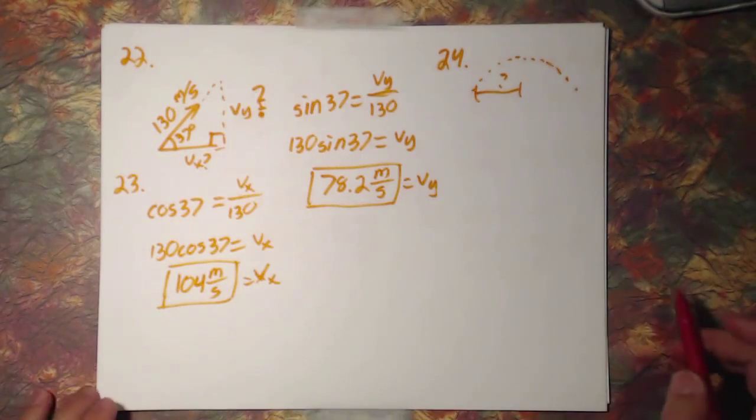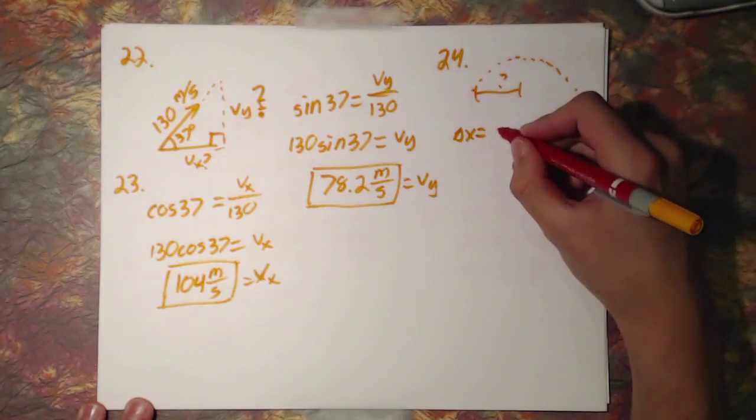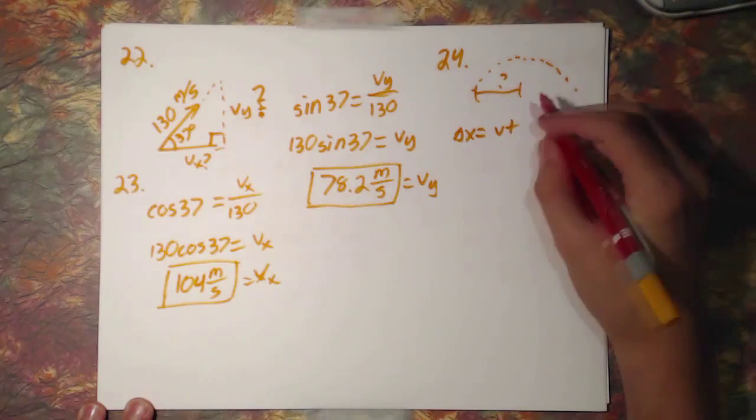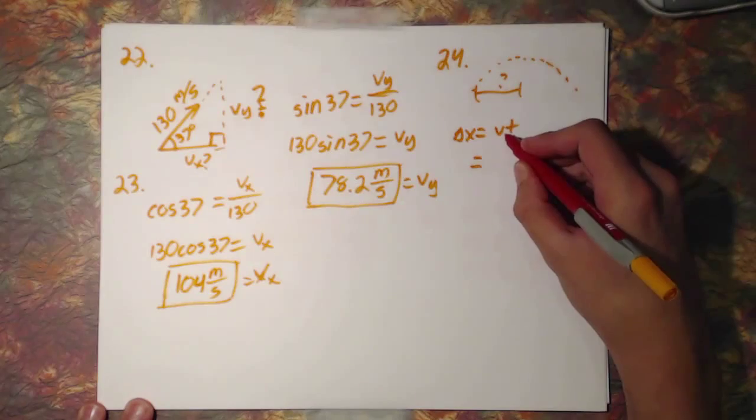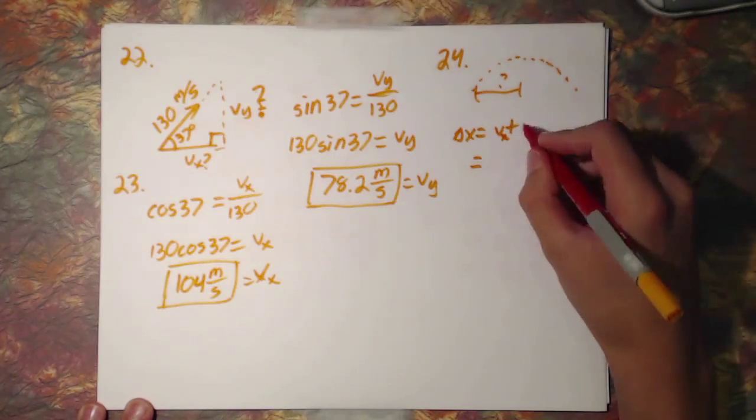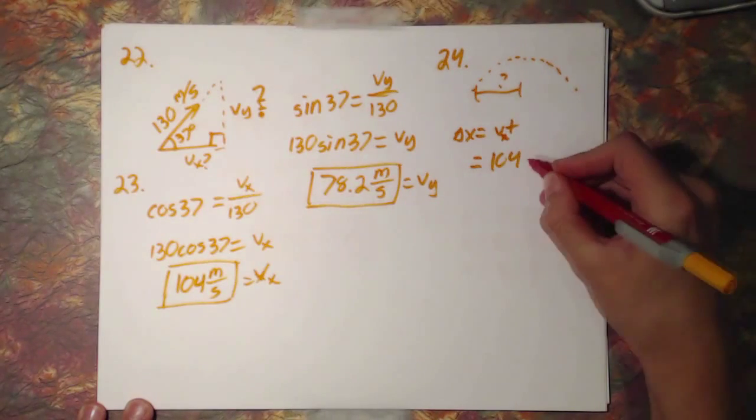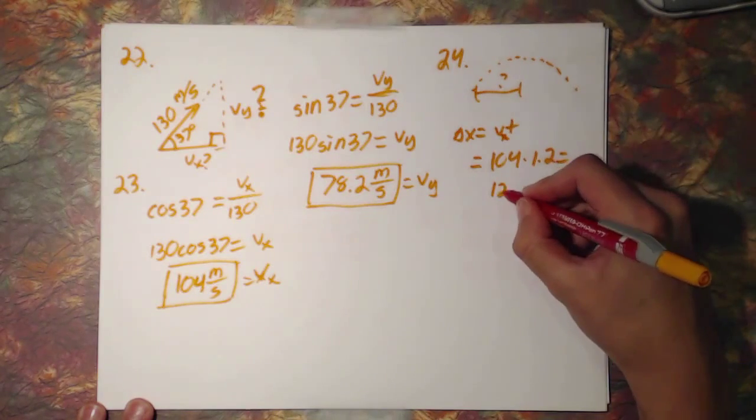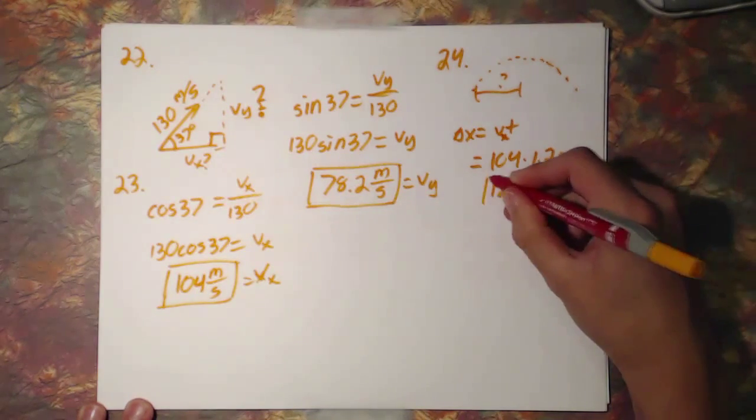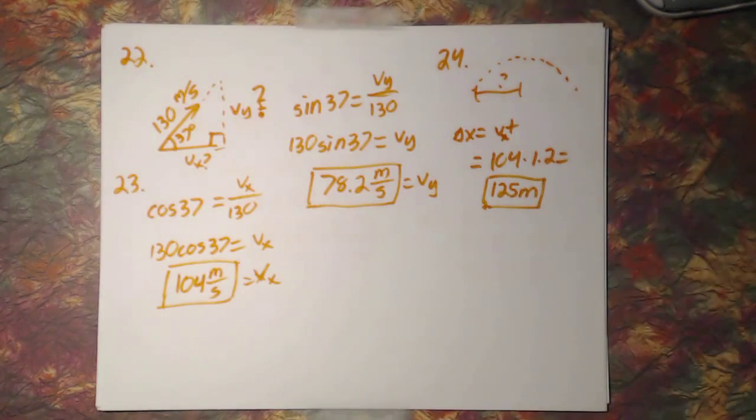So this is going to be really simple. Delta x equals v sub x, our x velocity, times time, so 104 times 1.2 seconds. Plug it into your calculator and you're going to get 125 meters.